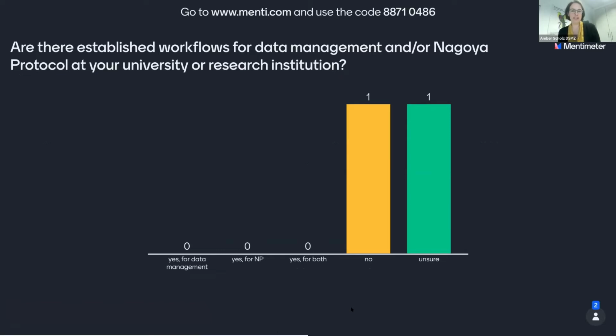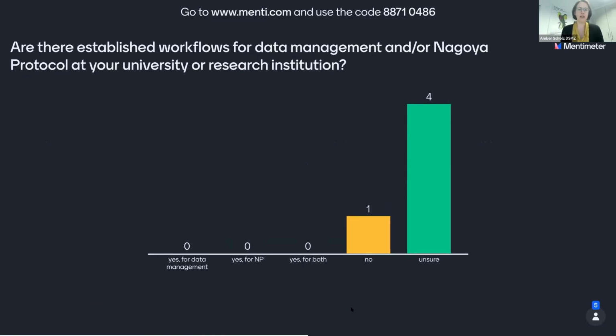So you're sitting at a research institute at a university somewhere right now. Do they have anything on workflows for data management? Just research data in general. If you produce, let's say, sequence data or just regular Excel sheets for publication, would you know where to store that research data in your institute? And do you have anything on the Nagoya Protocol at your institute? Anything that's been set up so far?